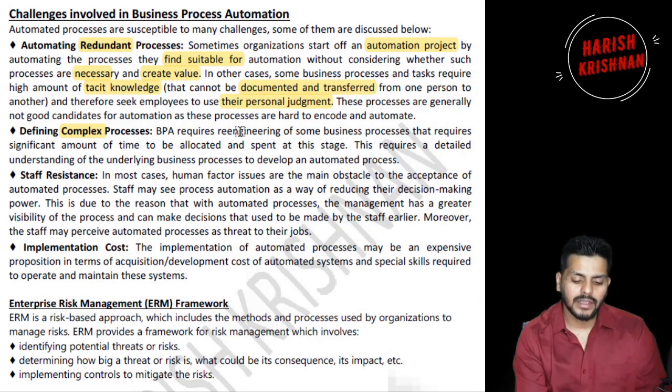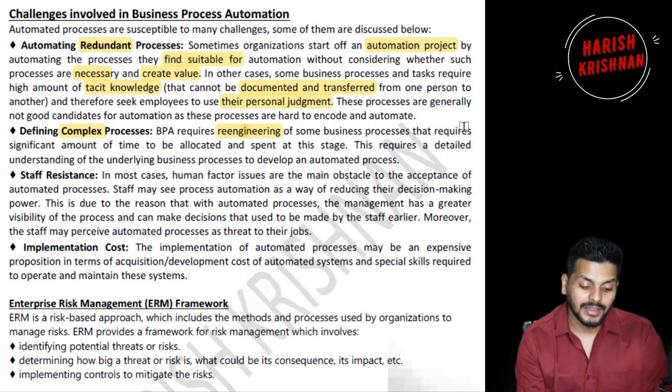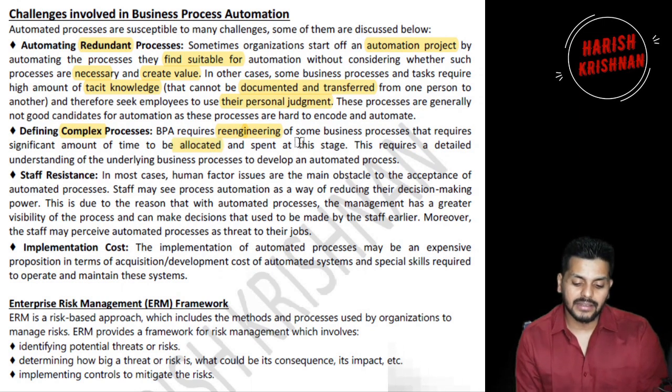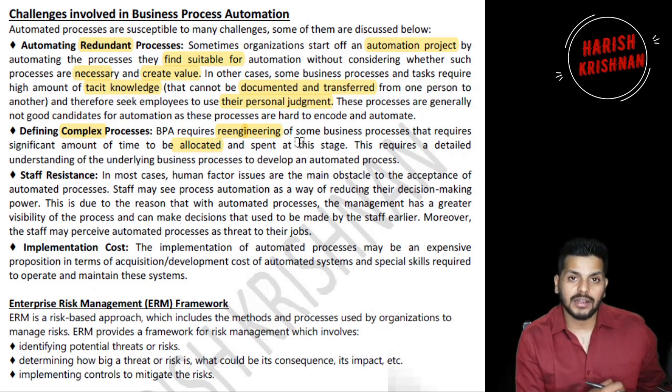BPA requires re-engineering. I hope all of you studied the concept of BPR in strategic management, which is a complete dramatic transformation concept. When you're doing automation, BPA, that is an exercise of re-engineering only. BPA requires re-engineering of some business process that require significant amount of time to be allocated and spent at this stage. This requires a detailed understanding of the underlying business process to develop an automated process. If a complex process is not understood completely, then you might end up doing something wrong.